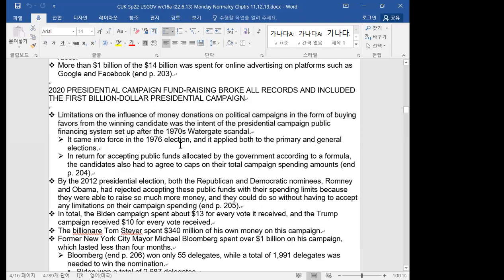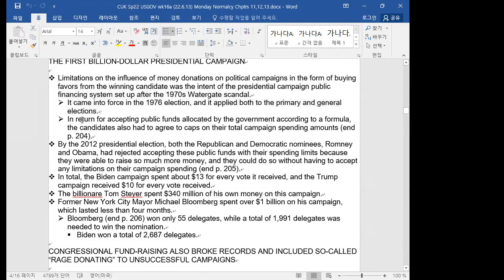But just to go back to the notes here, it came into force in the 1976 election and applied to both primary and general elections. There was an effort to restrict private funding of campaigns. So when I pay my income taxes, I still have to fill out a U.S. income tax form. I have the option of checking a little box to devote $3 to the election campaign fund for president. And all that money is added up. Then a presidential candidate has to decide if they're going to accept this money from the U.S. government for their political campaign.